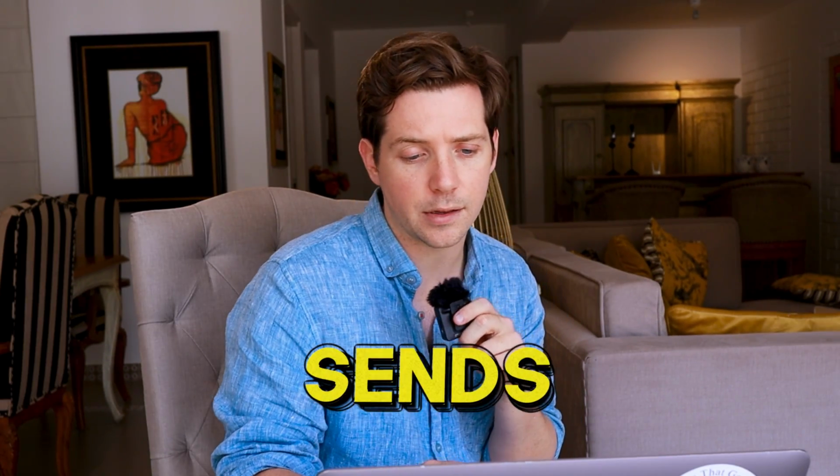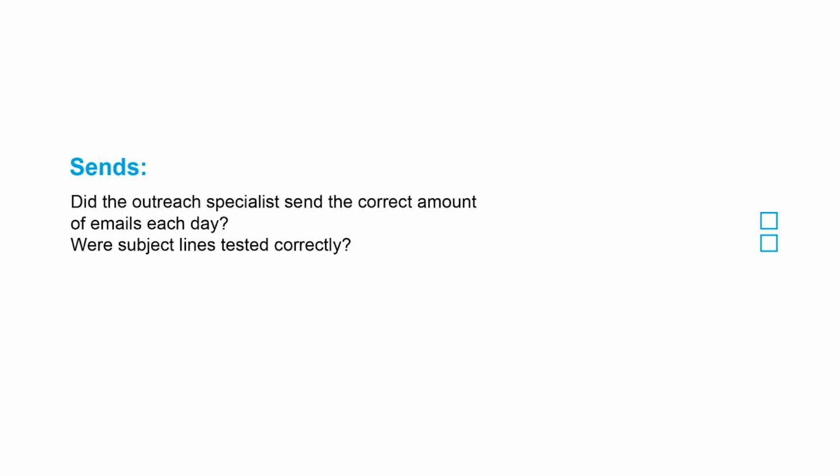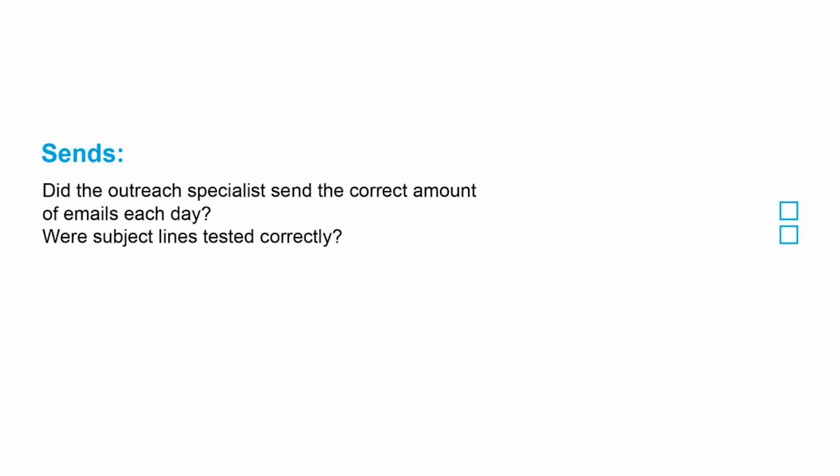Then we come to the sends. Did the outreach specialist send the correct amount of emails each day? Were the subject lines tested correctly? What that means is, if your goal is 200 a day, you better make sure you sent 200 a day. You didn't send 150. Make sure you send 200 a day.